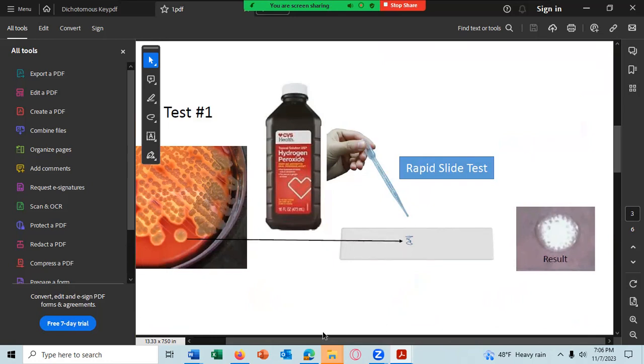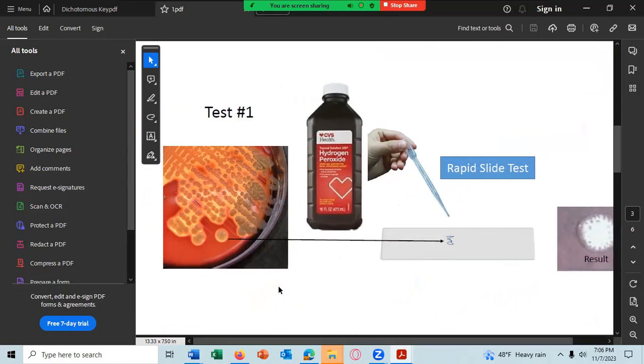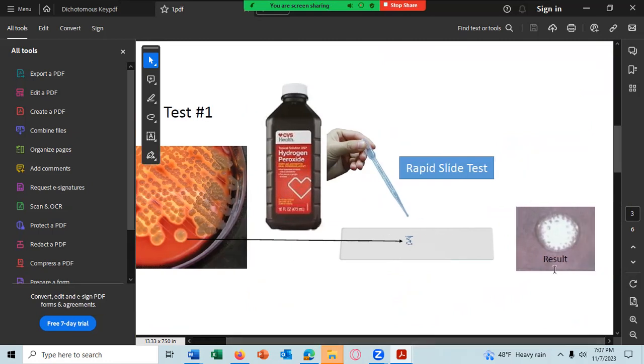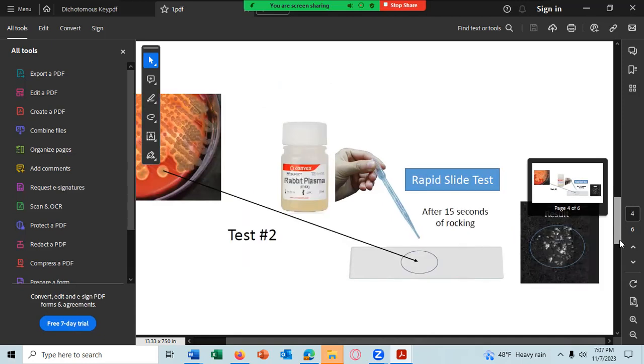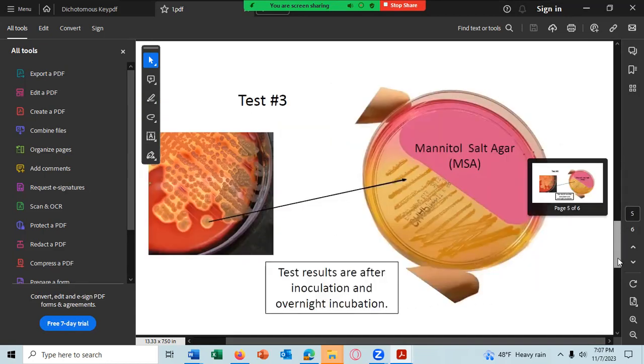Go to page 2. They're then taking this bacteria and running the catalase test, putting hydrogen peroxide on, and there's the result. Any question about any of that? They then go further and they're putting plasma here, and there's the result there of the test.